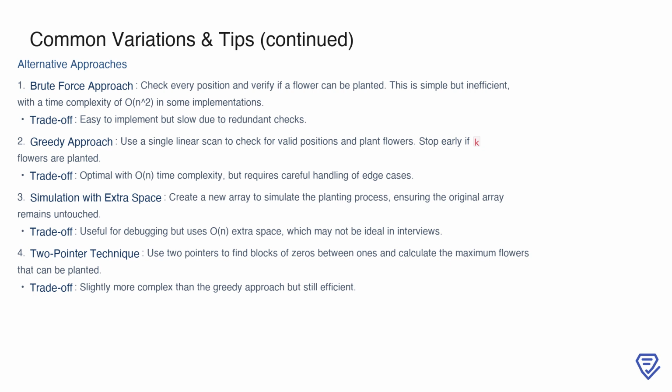Another option is to simulate the planting process using extra space by creating a copy of the flower bed so the original array remains unmodified. This can be helpful for debugging but uses O(n) additional space, which might not be ideal in an interview. Finally, the two-pointer technique is another efficient option. Here, two pointers are used to identify blocks of zeros between ones and calculate how many flowers can fit. While slightly more complex than the greedy approach, it balances efficiency and precision. Understanding these alternatives allows you to choose the most appropriate solution based on the constraints and goals of the task.